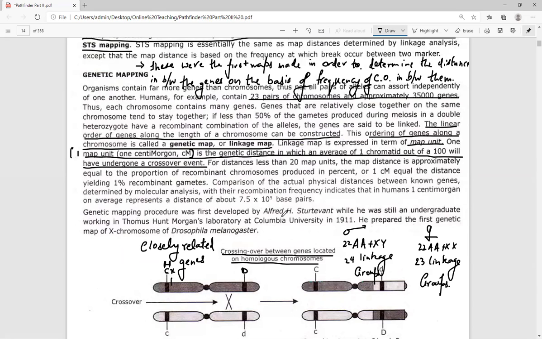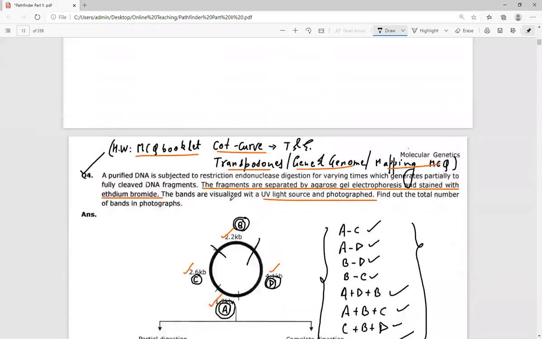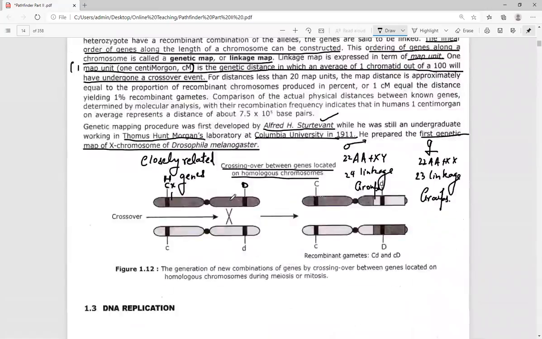Okay. Now, it was Alfred H. Sturtevant who constructed such chromosomal maps, under the guidance of Thomas H. Morgan at the laboratory at Columbia University. In 1911, he prepared the first genetic map, that of the X chromosome of Drosophila melanogaster. So this is how genetic maps were constructed. These are the different types of genomic sequences, and this is the genetic map that is constructed.